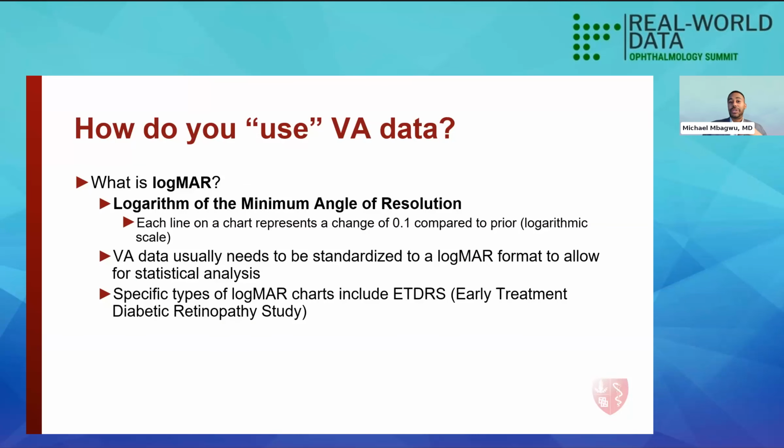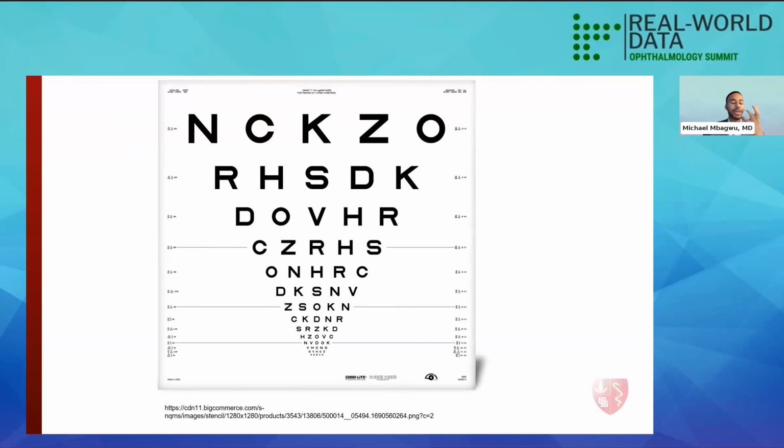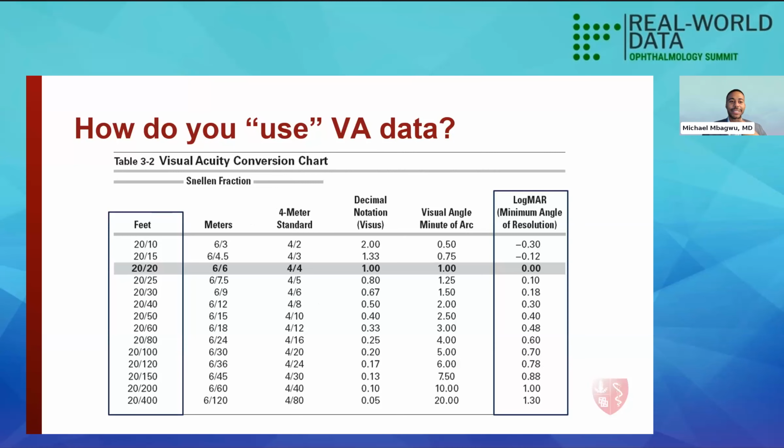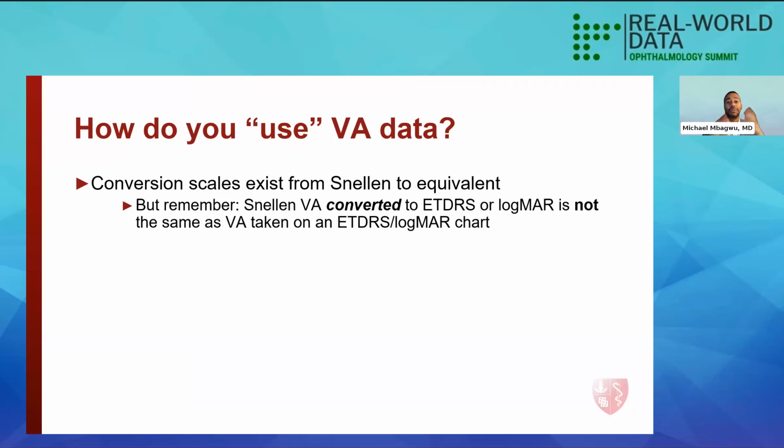So how do you use visual acuity data? LogMAR, again, is something a lot of us have seen, and we can convert all of our visual acuity data to something like LogMAR. But anytime you do some sort of transformation, make sure you very clearly list it out. Here, I'm just showing a LogMAR chart for those who may not have seen this before. Here's a conversion table. These are all very standard. But again, the most important thing by far is making sure that you use standard tables.